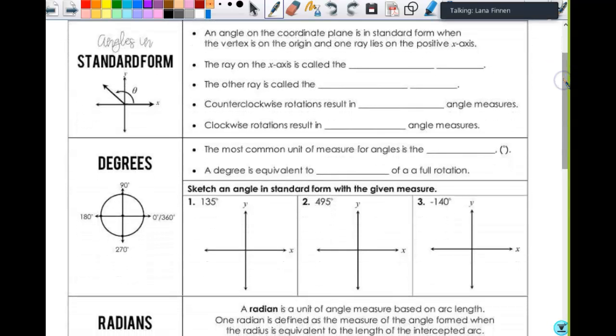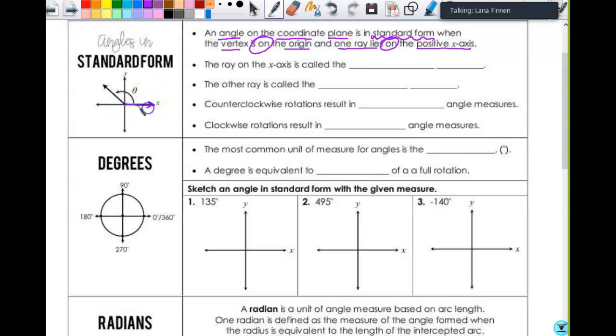We're used to angles being in figures, whether they're in triangles or rectangles or any kind of other figure. But we're going to be talking about them on the coordinate plane, so no longer just in polygons. When they're on the coordinate plane, they can be anywhere, but we're going to be talking about them mostly in standard form. An angle in the coordinate plane in standard form is when the vertex is on the origin and one ray lies on the positive x-axis. So this angle right here is in standard form.